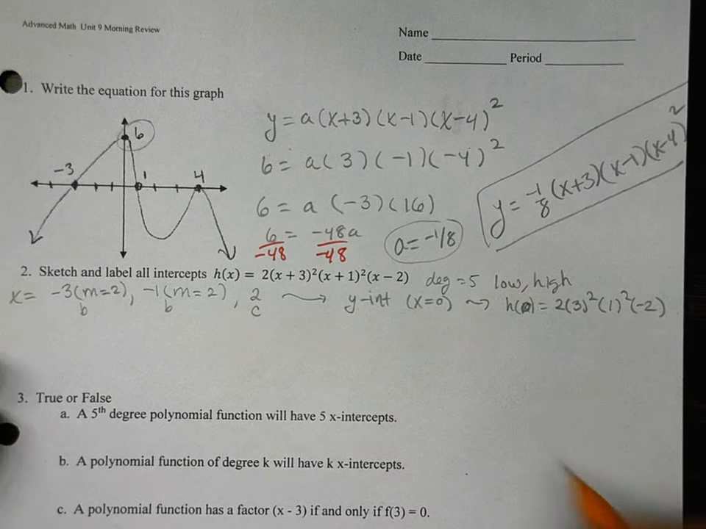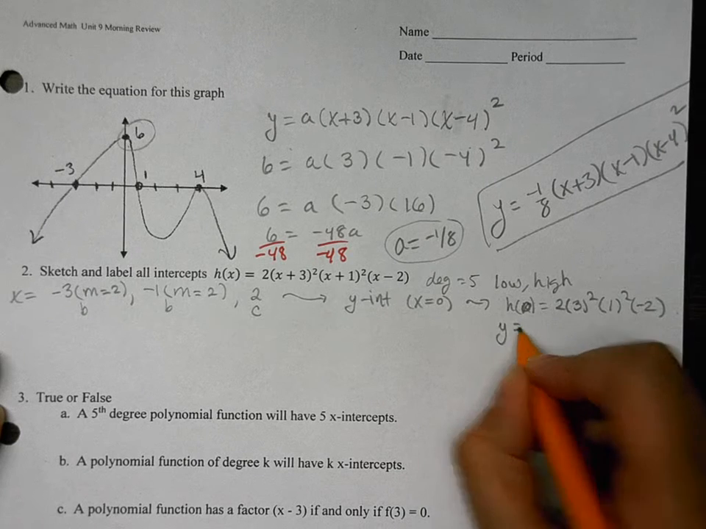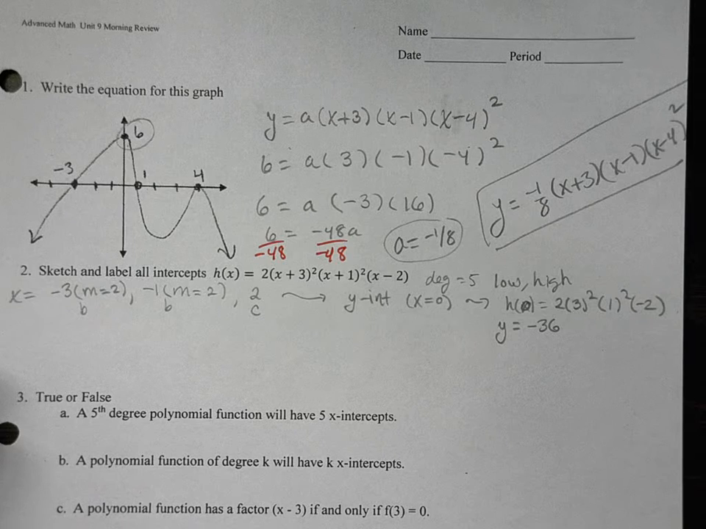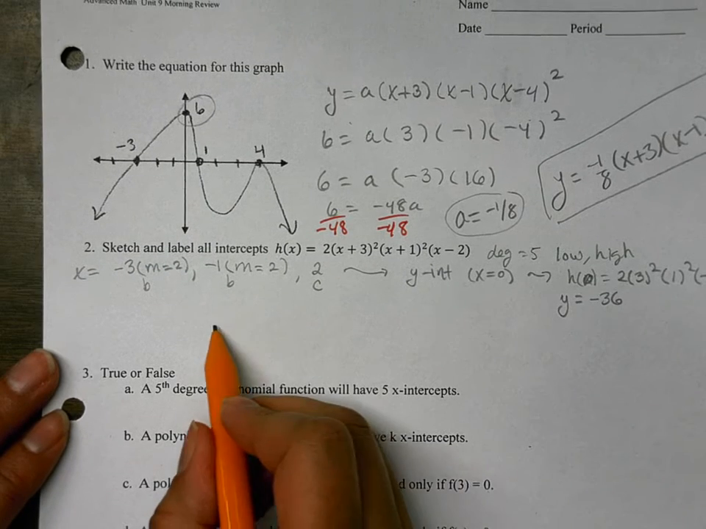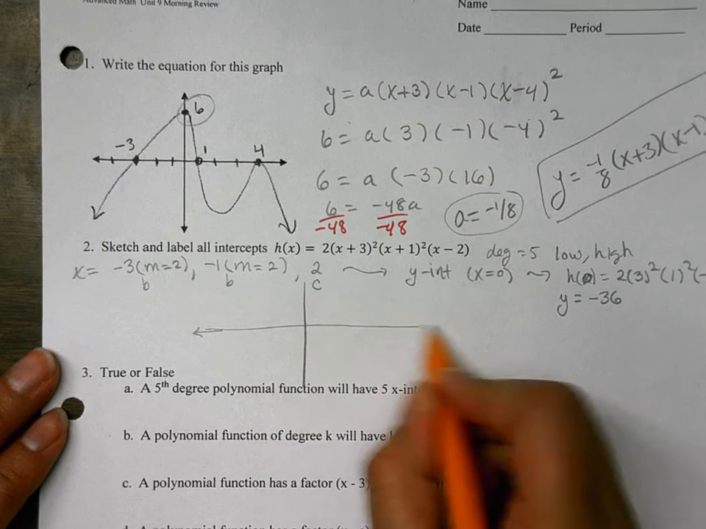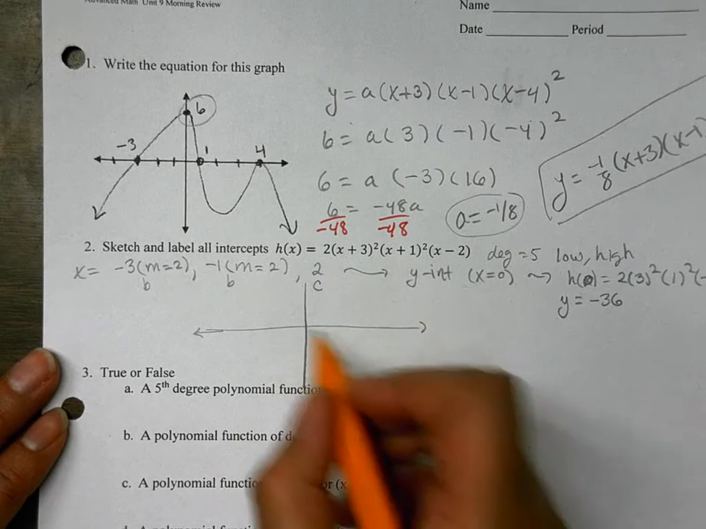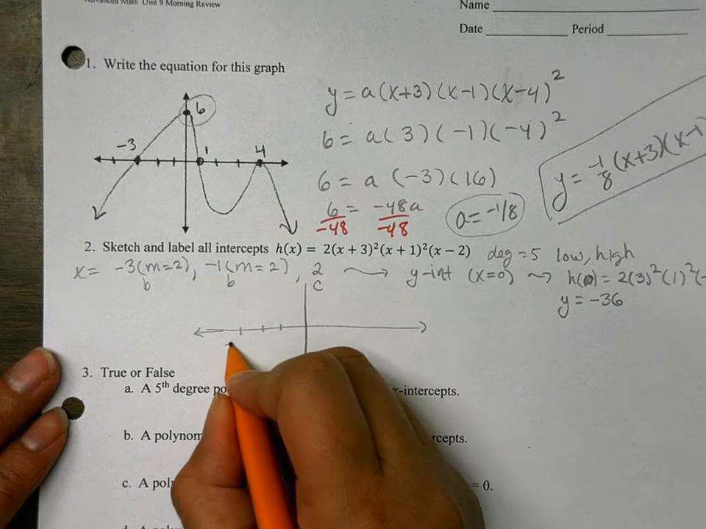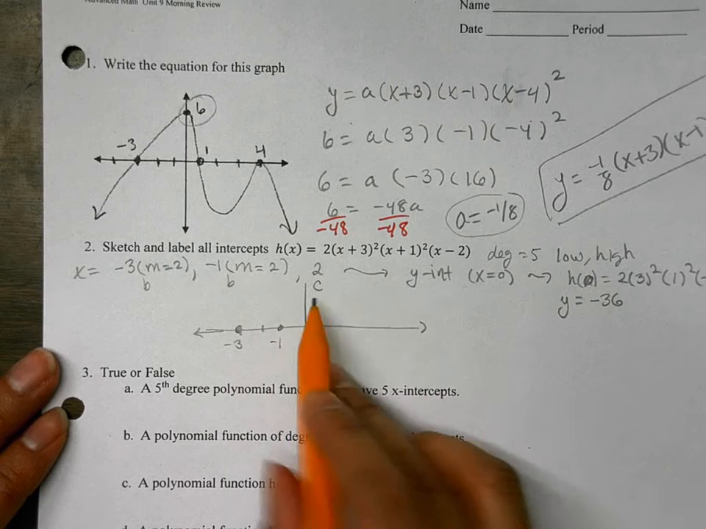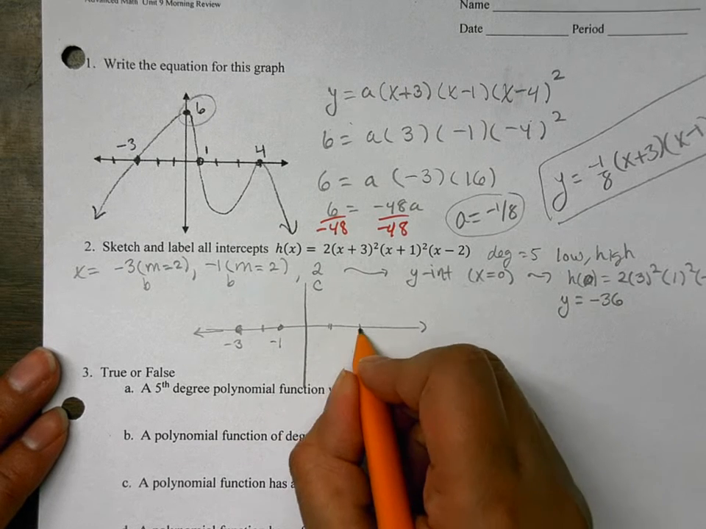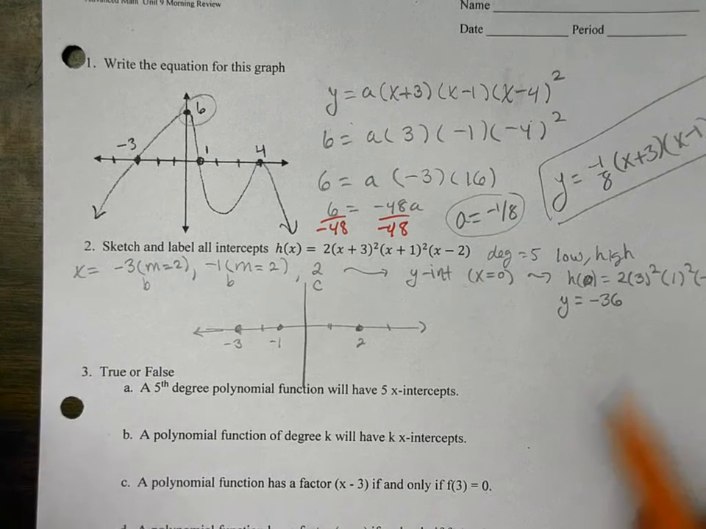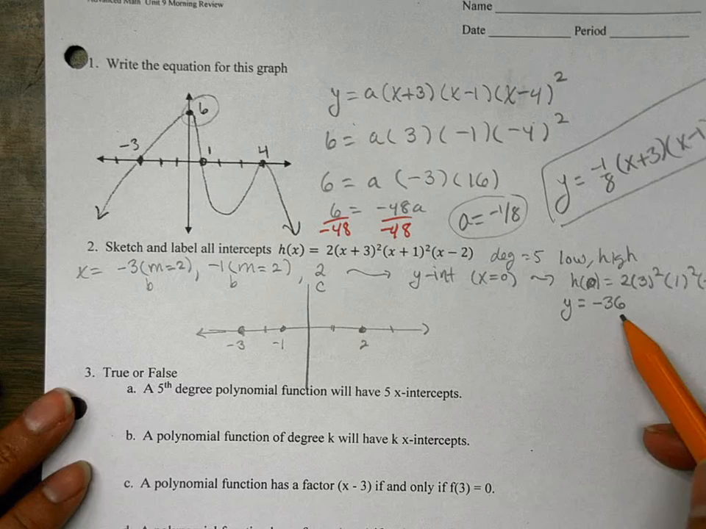All right, anybody have it? Negative 36. Anyone else? Agree, disagree? Agree? All right, so we're ready to sketch. Don't forget, when you sketch, you do have to label your intercepts. So let's see, we have negative 3, negative 1, 2, and our y-intercept is negative 36. I'm going to graph it, and then I'll plot that one at the end.